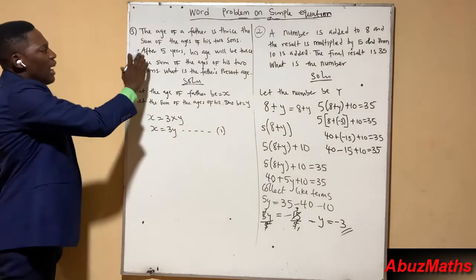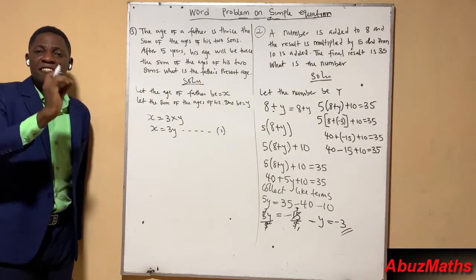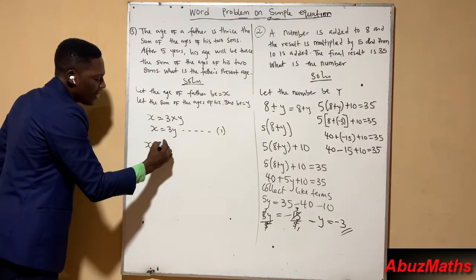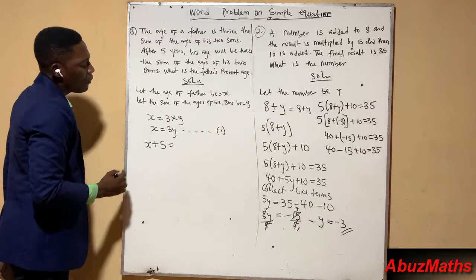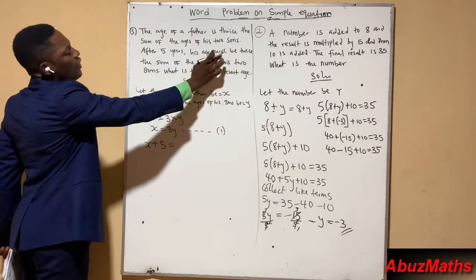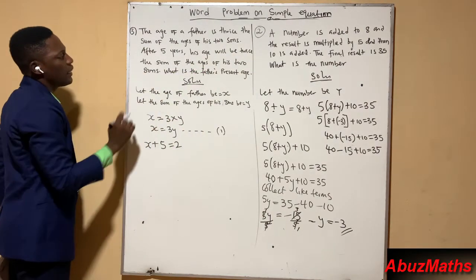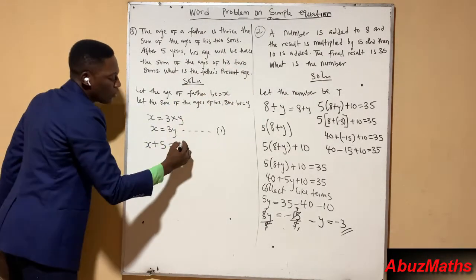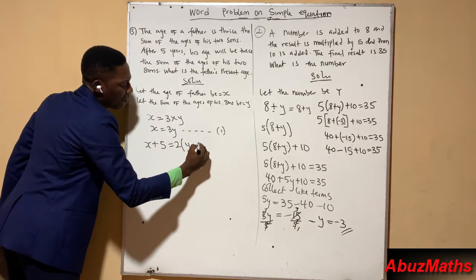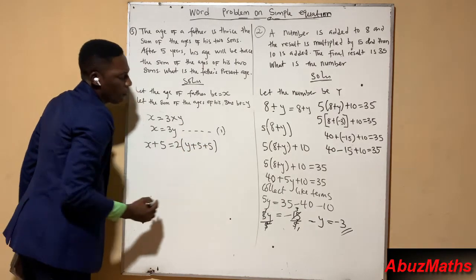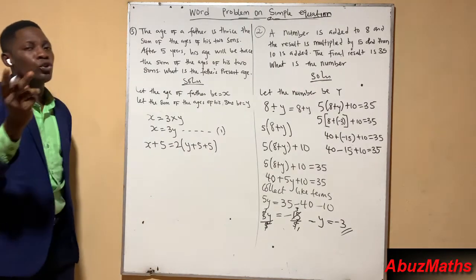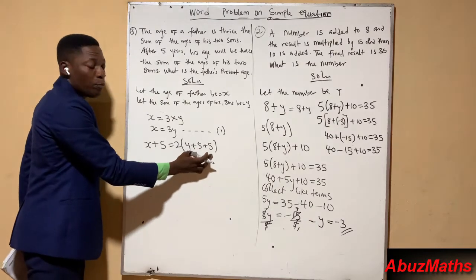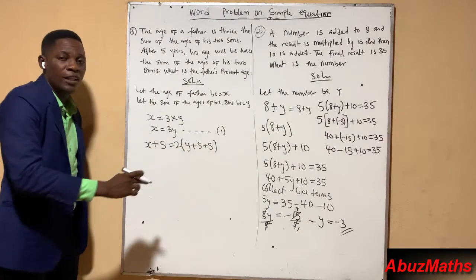Now let's continue. After 5 years, that means 5 years was added to the father's age. Now the father's age is x. Now 5 years was added. Now after 5 years, his age will be twice the sum of the ages of his 2 sons. So the sum of their ages is y, so it's going to be twice y, plus 5 plus 5. Don't be surprised I'm putting 2 fives. Remember, there are 2 sons and 5 years have been added to their age. So 5 plus 5. 5 for one son and 5 for the other son.